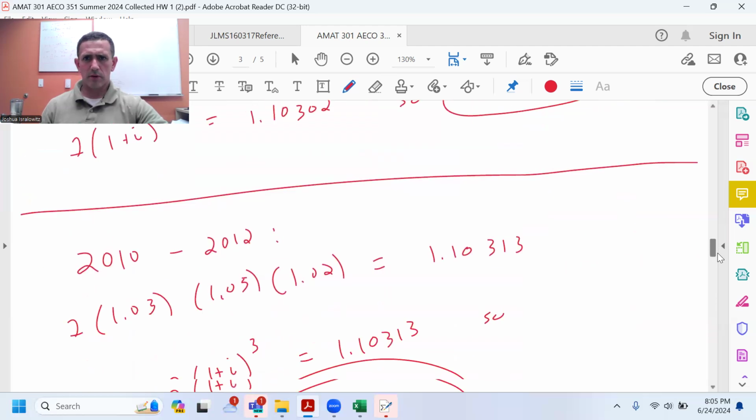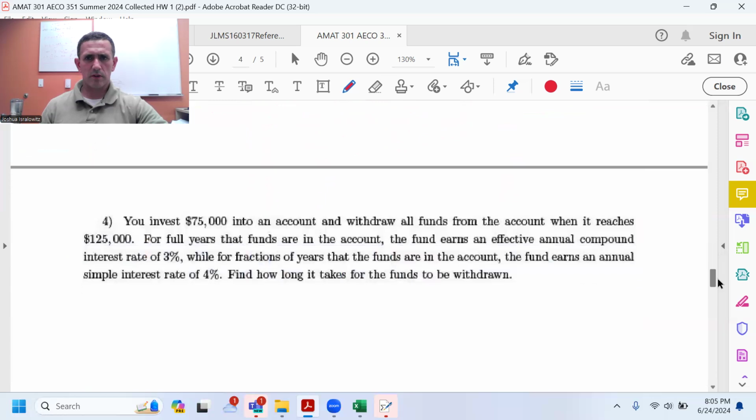Right. So yeah, pretty easy problem. Okay, so yeah, one of these mixed compound simple interest problems. You invest 75,000 into an account. You withdraw the funds when it reaches 125,000. For full years, you have 3% compound interest, but for fractions of years, you have 4% simple interest. How long does it take for the fund to be withdrawn?